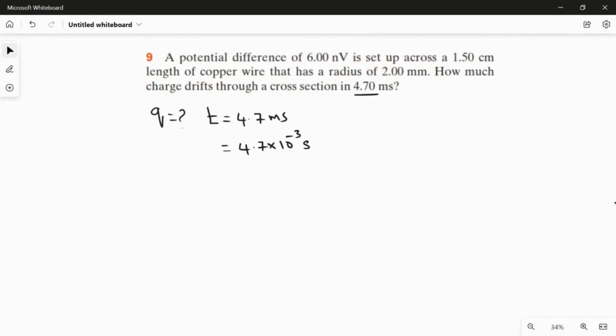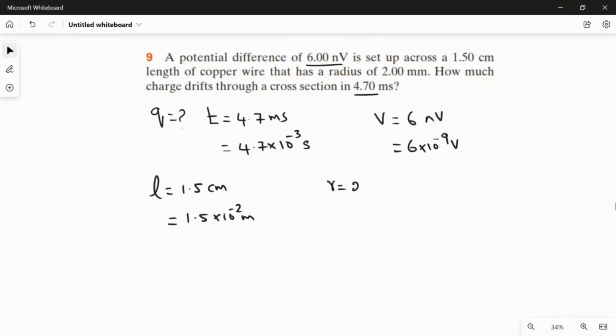They also mentioned the information about the potential difference. V is equal to 6 nanovolt, which is 6 multiply 10 power minus 9 volt. The length of the wire is mentioned as 1.5 centimeter, in terms of meter it is 1.5 multiply 10 power minus 2 meter. And the radius of the wire cross section is given as 2 millimeter, which is 2 multiply 10 power minus 3 meter.